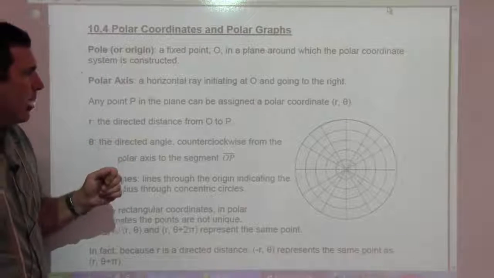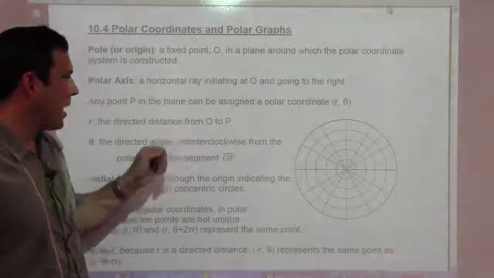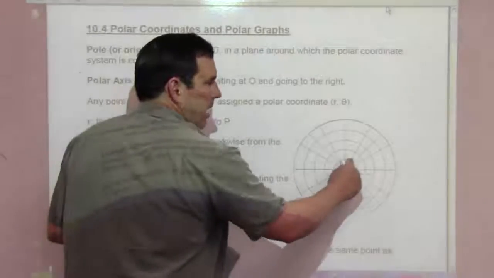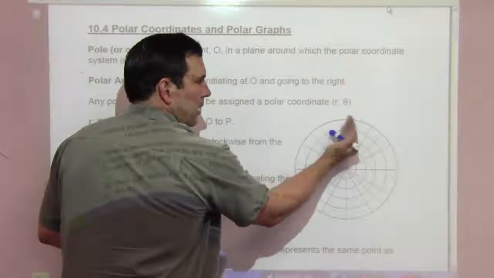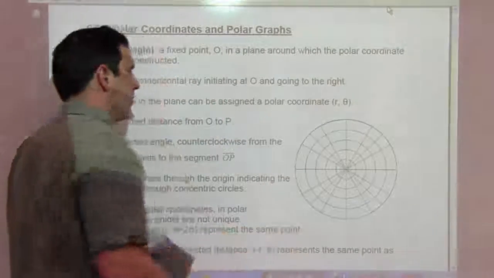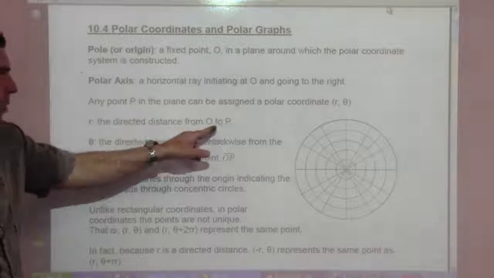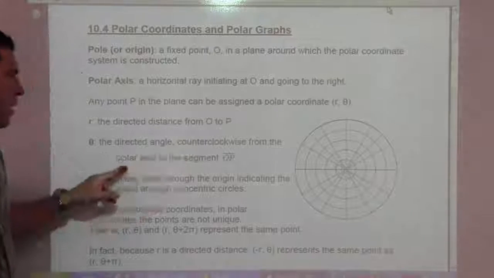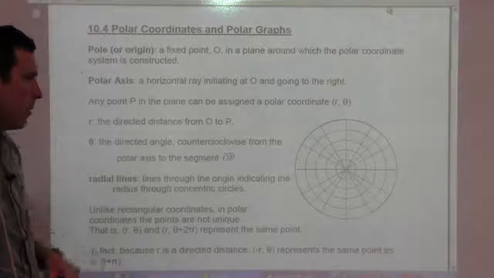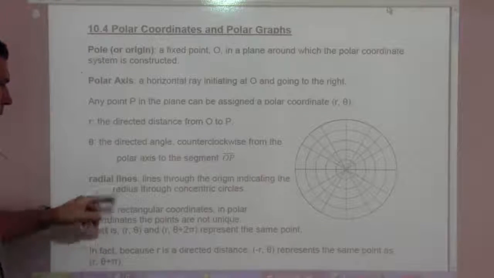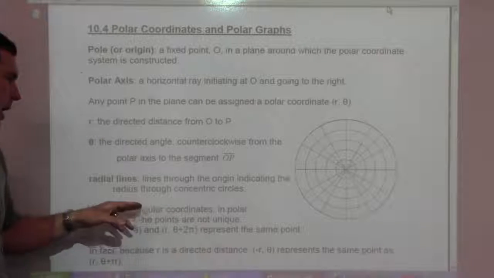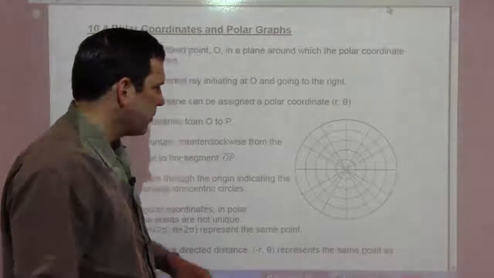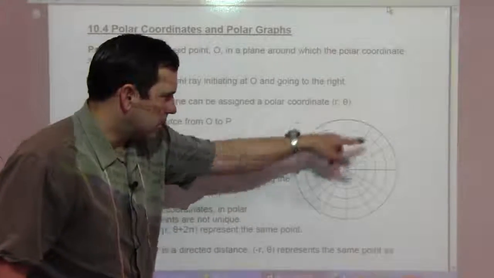Any point P in the plane can be assigned a polar coordinate (r, theta), where r is the distance and theta is the angle. So r is the directed distance from O to P, and theta is the directed angle counterclockwise from the polar axis to the segment OP. Radial lines are lines through the origin, indicating the radius through the concentric circles. So, radial lines.